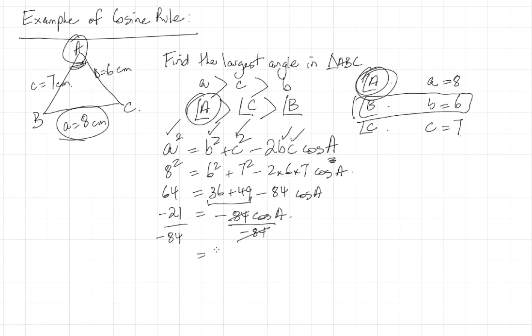That will allow us to have cos A equals negative divided by negative is a positive, so positive 0.25. 21 divided by 84 is a quarter, which is 0.25. So that is the cos of A. So A is the angle whose cos is 0.25, or you could have put 1 over 4 there.